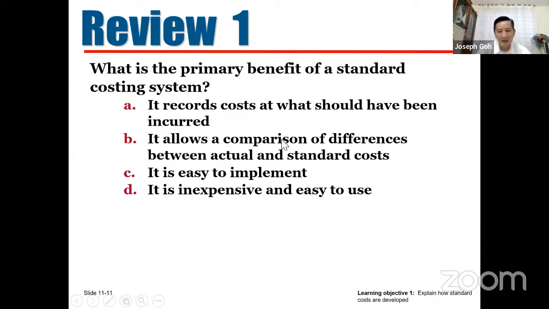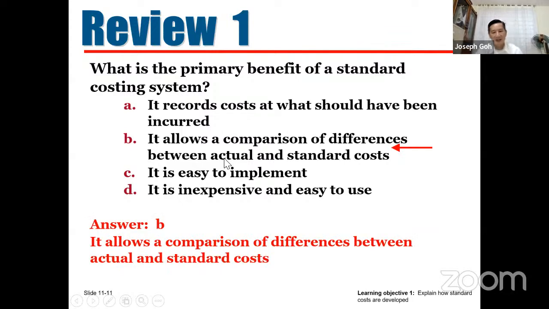So that's the reason we set standard. Why do we set standard? We know that there should be something we can achieve, attainable, when everything is under normal circumstances. So in this example, it's B. Obviously, we have to compare what is the standard versus the actual.